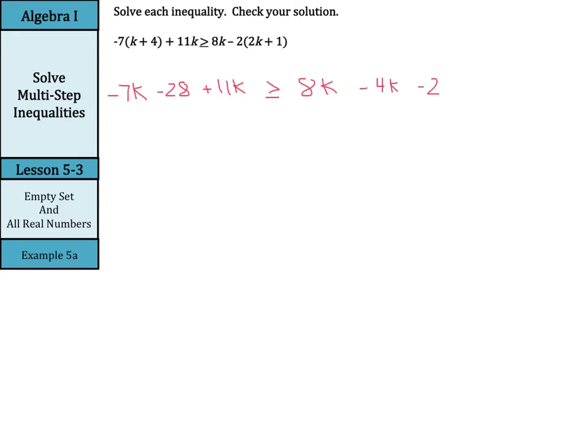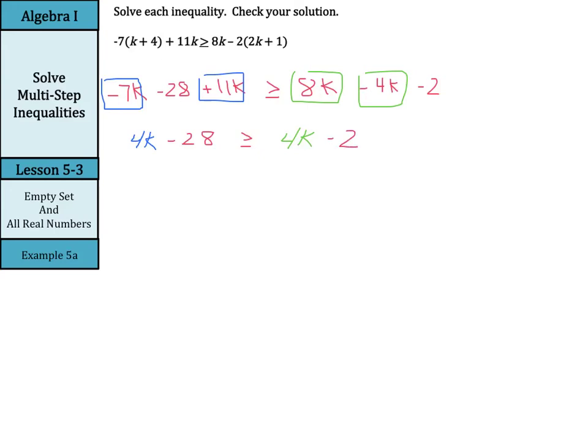And again, before we add or subtract something from the left side to the right side, let's work on combining like terms. We have a negative 7k with an 11k, and 11 minus 7, or negative 7 plus 11, either way you want to look at it, is a 4k minus the 28 is greater than or equal to, and again, on the right side, we have an 8k minus 4k. That once again is 4k. And then minus 2.